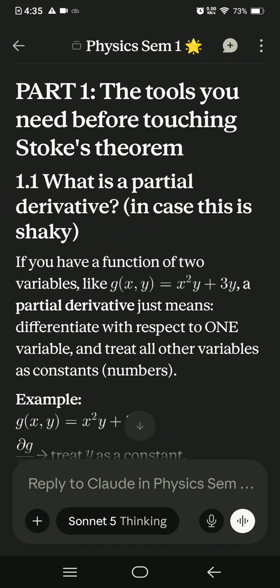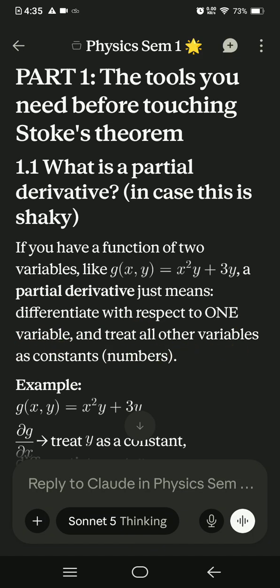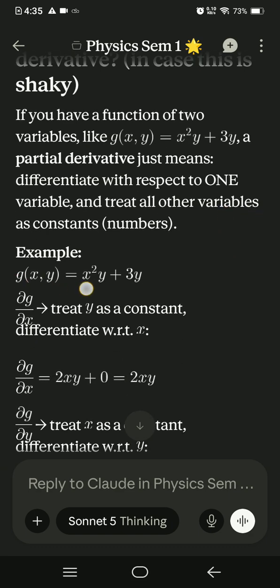In case this is shaky, if you have a function of two variables, like for example a function g in x and y, x square y plus 3y. A partial derivative just means differentiate with respect to one variable and treat all other variables as constants or numbers. For example, we have this function and we are taking a partial derivative with respect to x. So ∂g/∂x. Then we treat y as constant, differentiate with respect to x only.